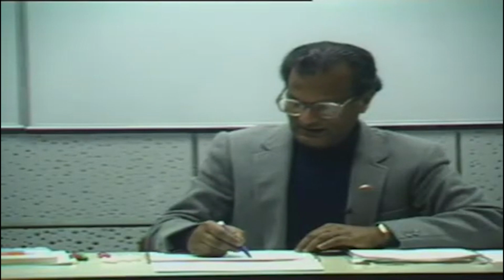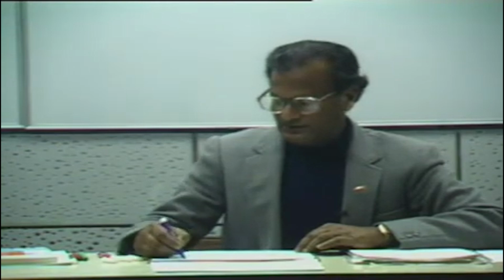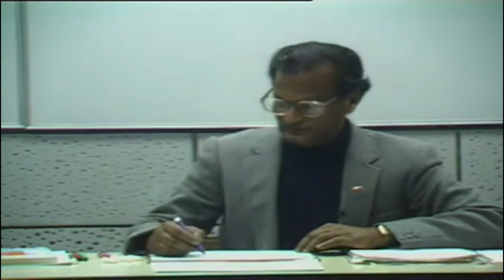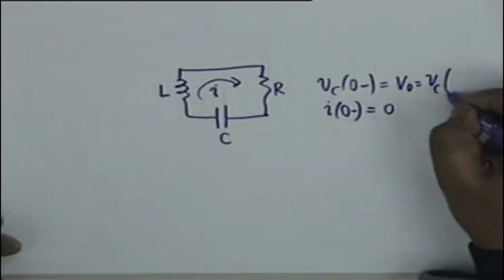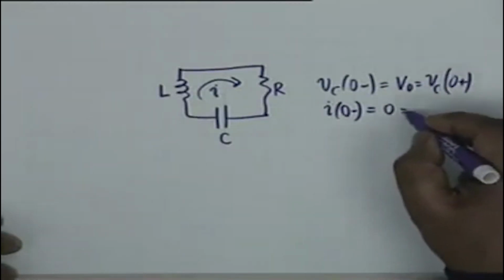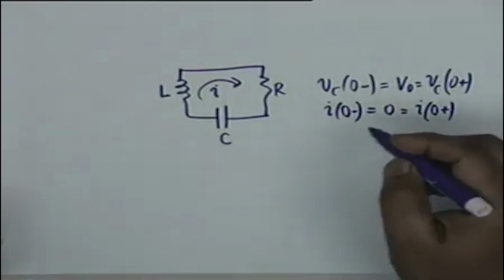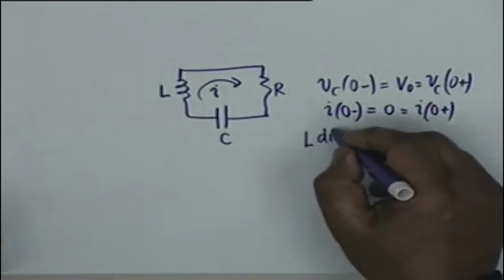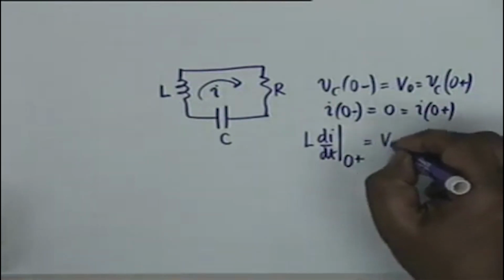This circuit, an RLC series circuit, in which Vc at 0 minus is equal to some voltage V0. The current in the circuit, if this is the direction of the current, i of 0 minus is equal to 0, and by continuity of capacitor voltage and inductor current, we know that this should be true. The other initial condition is that L di/dt at t equal to 0 plus should be equal to V0.